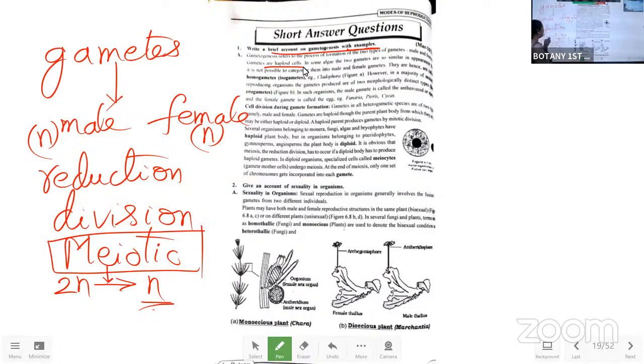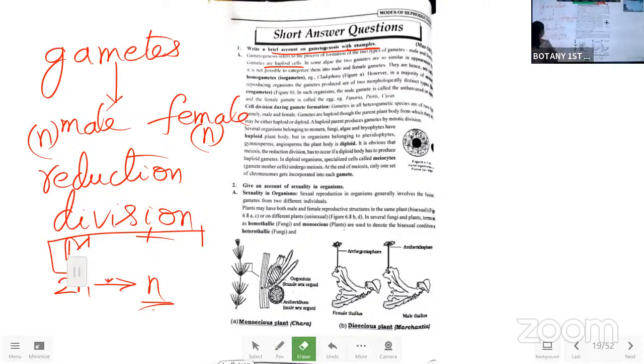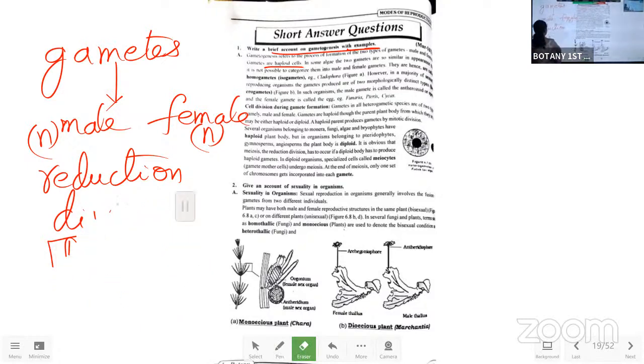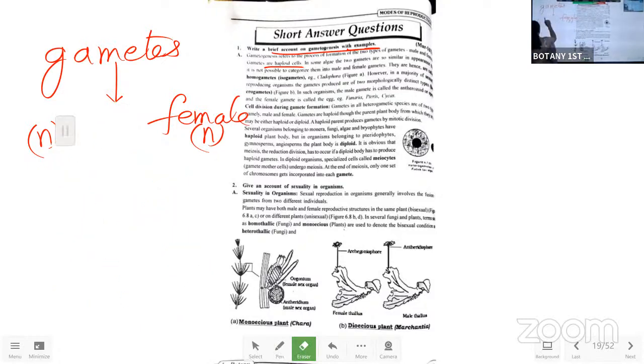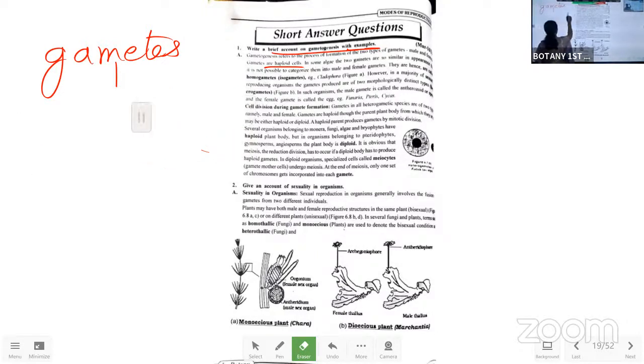division, and in different organisms again different types of sex organs are present. That means the naming of the male and the female sex organs is different in different organisms. If we take the primitive organism, that is the algal members, in the algal members, the female reproductive parts are called the archegonia and the male reproductive parts are called the antheridia.